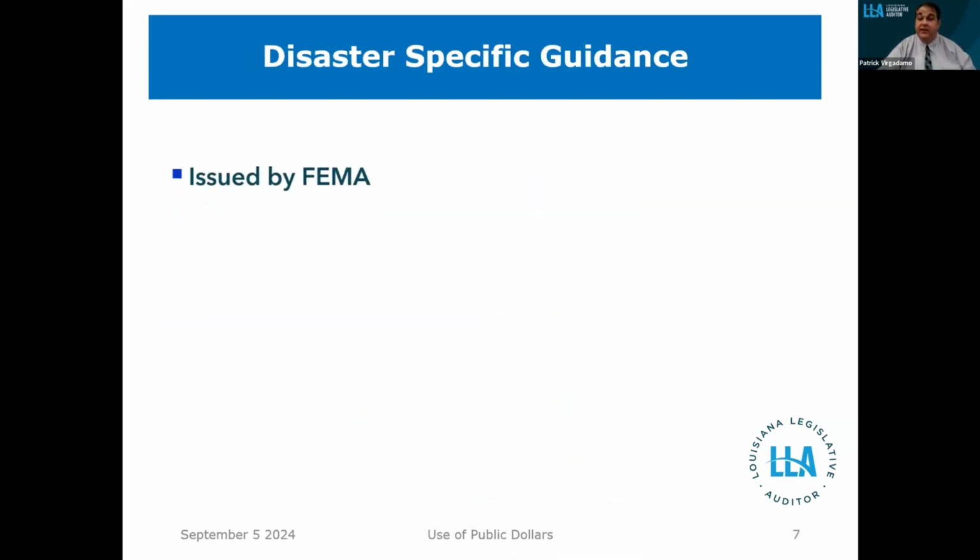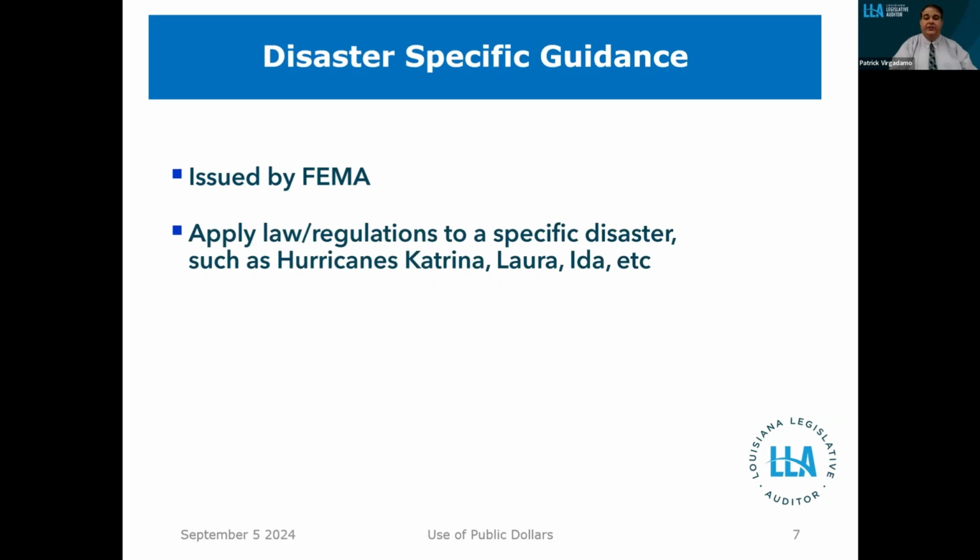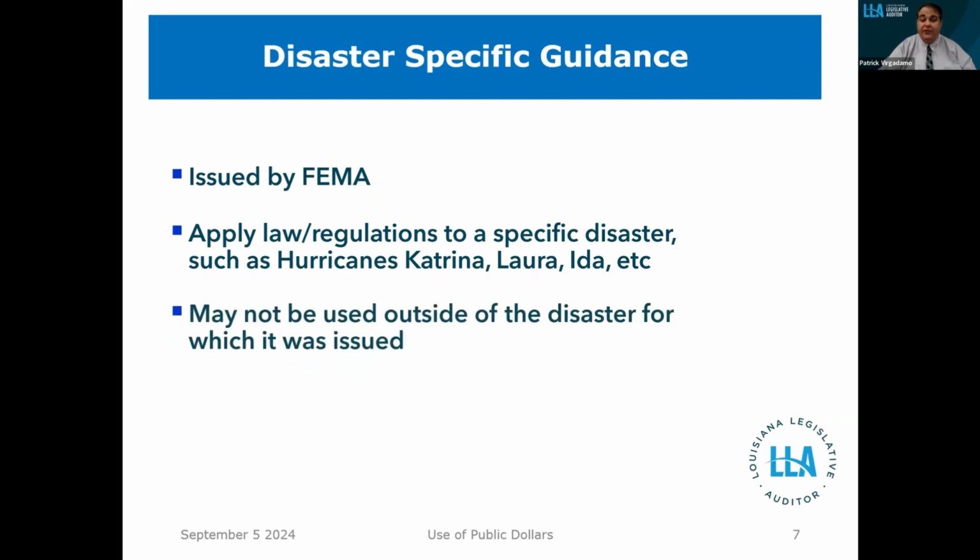Disaster-specific guidance, which is something that falls below that, is issued directly by FEMA, and it applies the laws and regulations to specific disasters, such as in the cases of Hurricane Katrina, Laura, Ida. All of those specific disasters have specific guidance which tries to take the law and the rules and apply them to how FEMA is going to expect political subdivisions and states to operate in getting disaster assistance under public assistance for those specific disasters. You cannot use that guidance outside of the disaster for which it's issued. It's in its name, disaster specific.